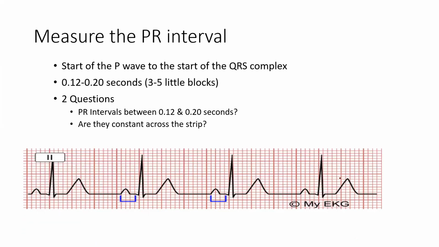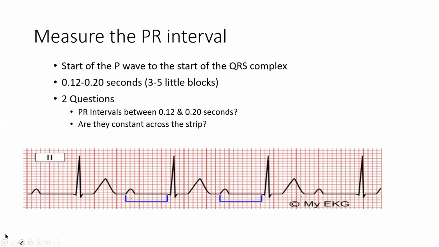So in looking at this, it's already marked for you, but you see this particular PR interval is 1, 2, 3 blocks long, okay? So the answer to the first question would be yes, it is 3 blocks long, so it's 0.12. And are they consistent? This one's 1, 2, 3. This one is 1, 2, 3. So I would say yes. So this is a beautiful P wave, comes at regular intervals, comes before every QRS complex. It is measuring right, and it is constant across the strip. So far, so good.